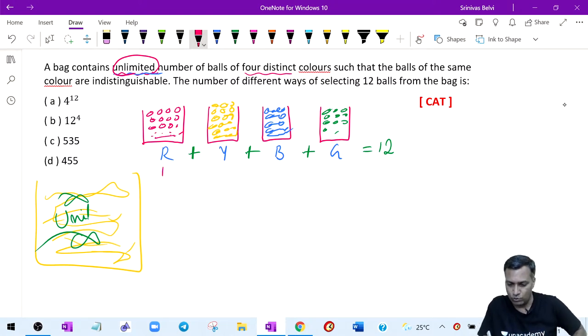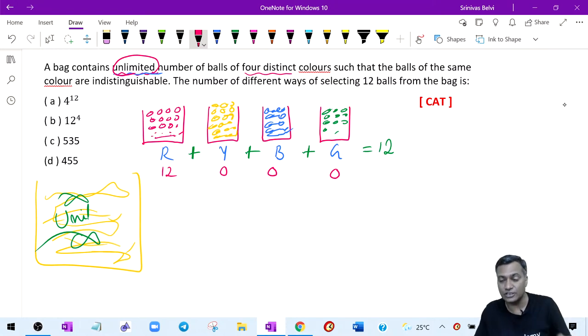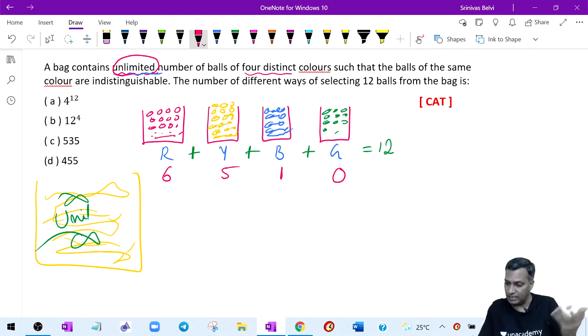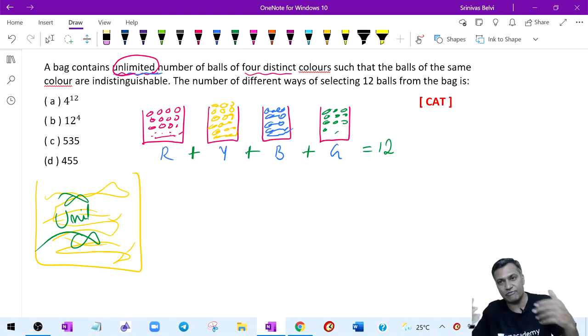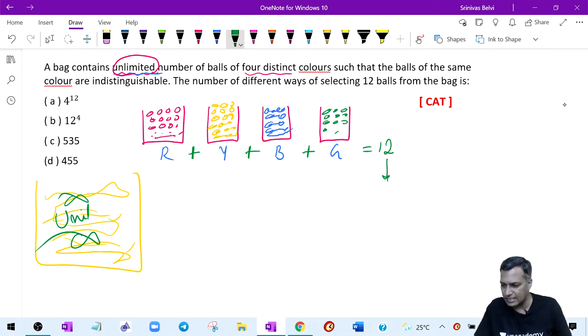The child can do this. The child wants all red. Assume you are standing near the door, and when the child comes, the child brought all red ones. Okay, that is a solution, right? Or the child brought 6 red and 5 yellow, 1 blue, and no green. Yeah, that's another solution. Now I'm saying you tell me what all different configurations the child can arrive at. So 12 is just a count. That's what you are trying to say. And then, how many pluses do I have?